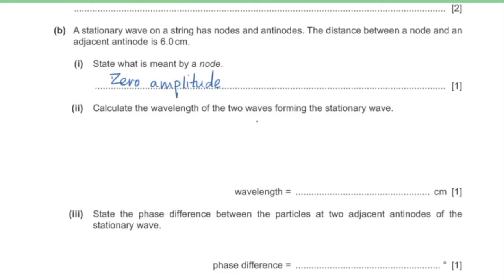Part 2, calculate the wavelength of the two waves forming the stationary wave. So distance between a node and its adjacent antinode is always lambda by 4. That is a quarter of a wavelength. And that's 6 centimeters in this question. So lambda by 4 is 6 centimeters. That means that wavelength of the two waves that form the stationary wave is 24 centimeters.